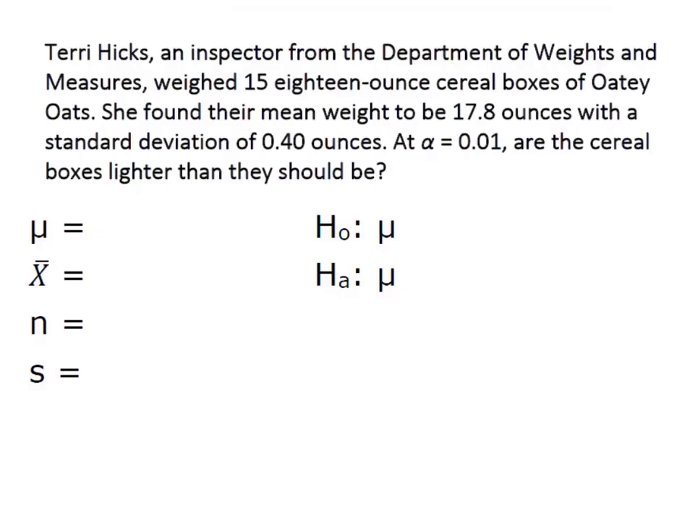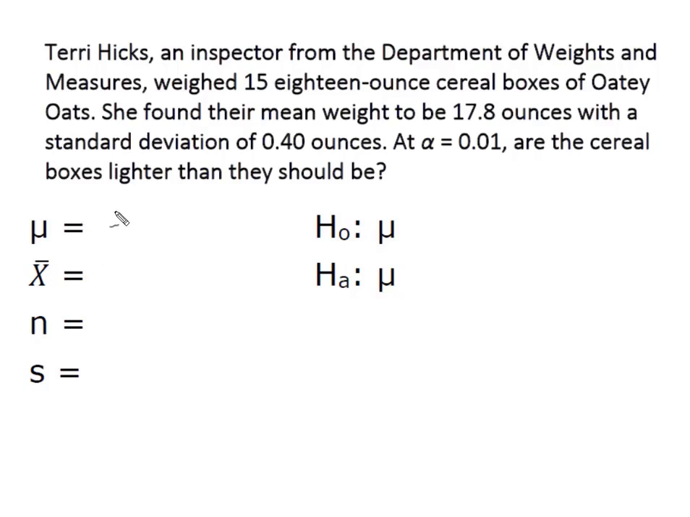Terry Hicks, an inspector from the Department of Weights and Measures, weighed 15 18-ounce boxes of Odiotes. She found their mean weight to be 17.8 ounces with a standard deviation of 0.4 ounces. At an alpha of 0.01, are the cereal boxes lighter than they should be?